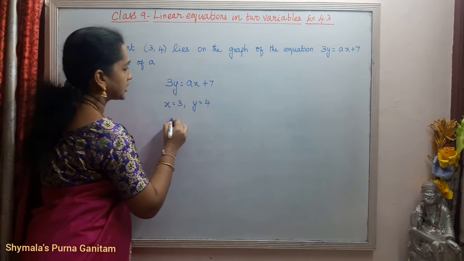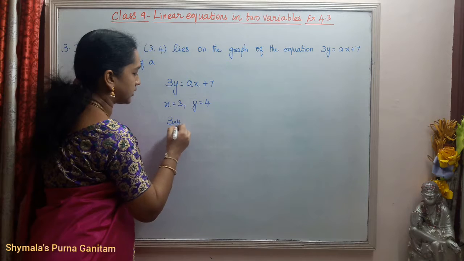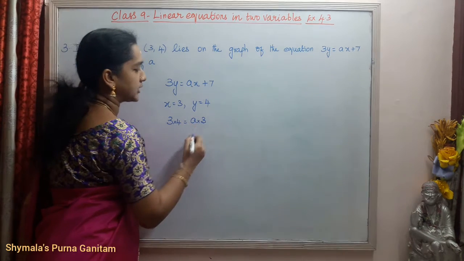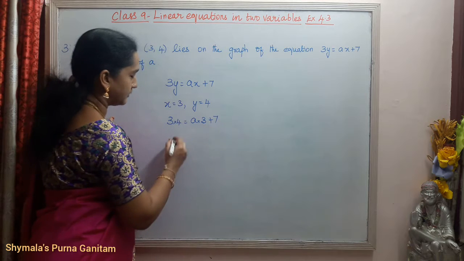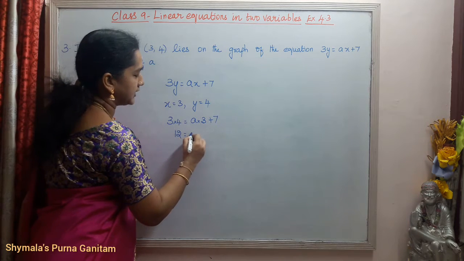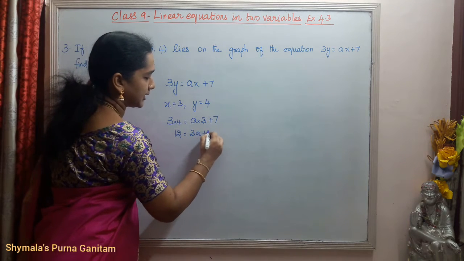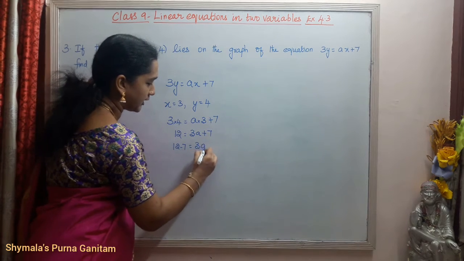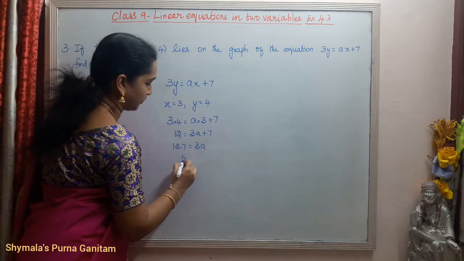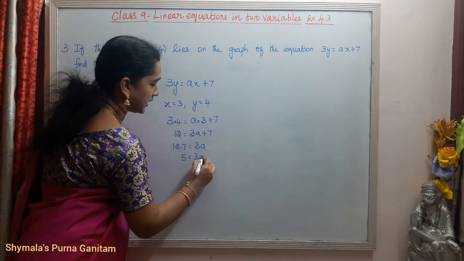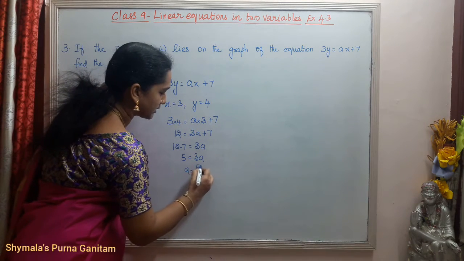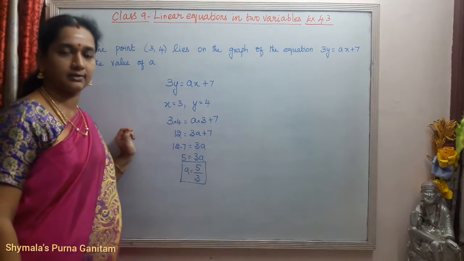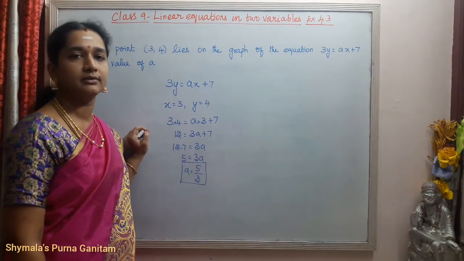So, these two values I will substitute in the given equation and find the value of a. That's all. The y value is 4, so 3 into 4 is equal to a into 3 plus 7. So, 3 fours are 12 is equal to 3a plus 7. So, 12 minus 7 is equal to 3a. 12 minus 7 is 5, so 5 is equal to 3a. So, my a value is 5 by 3. This is the answer: a is equal to 5 by 3.